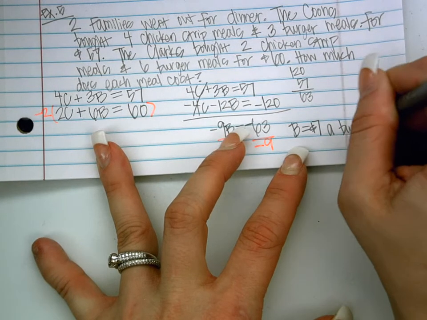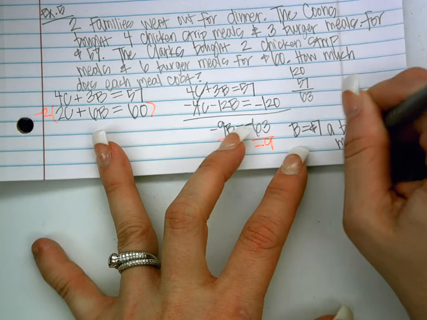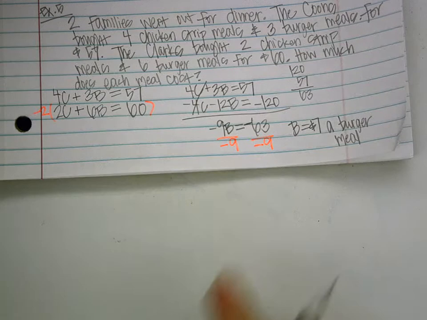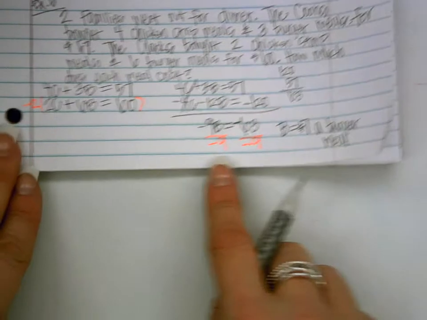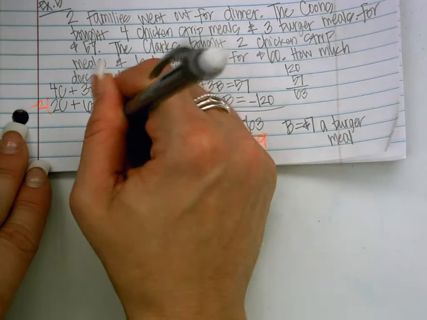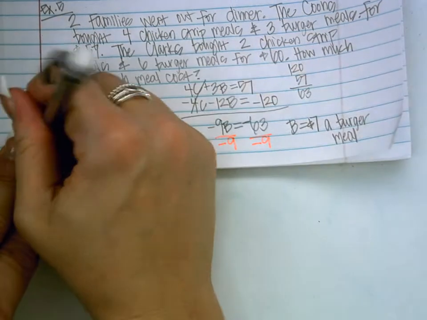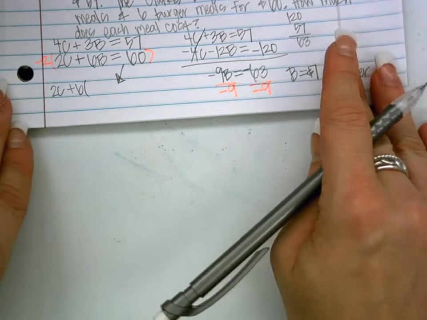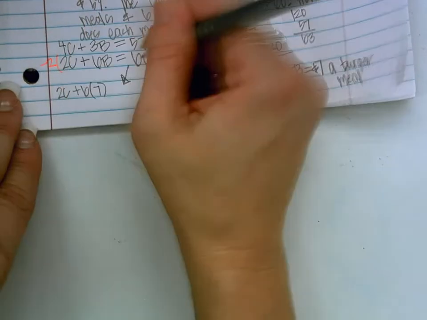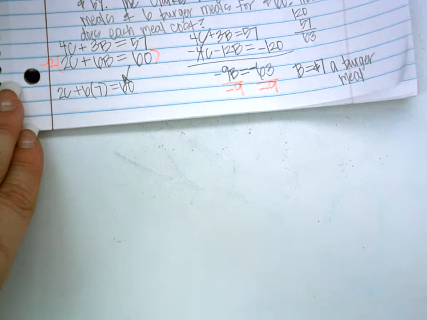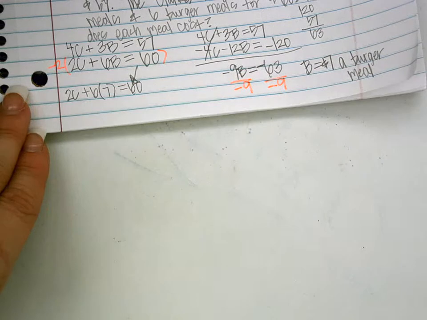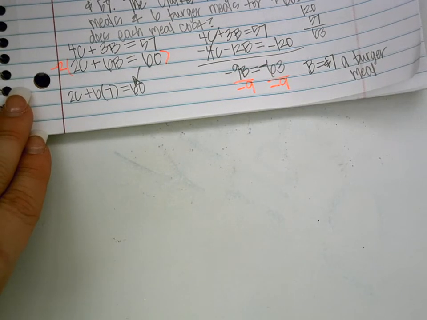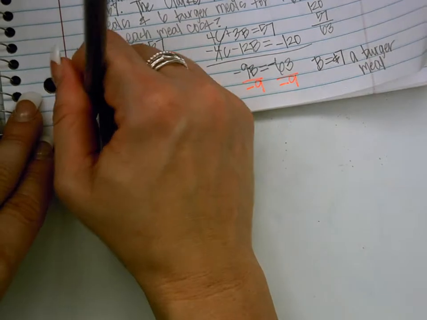Now, how can I solve for the other variable? Plug it in. Plug it into either one of these. I'm going to choose the bottom one. So 2C, 2 chicken meals, plus 6 times how much was a burger meal? $7 equals 60. So 2C plus 42 will equal 60.